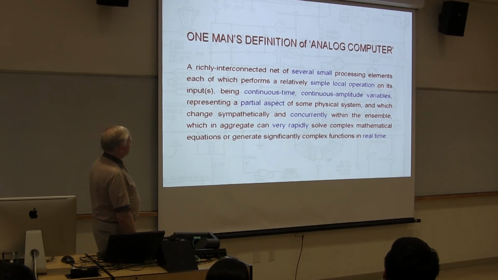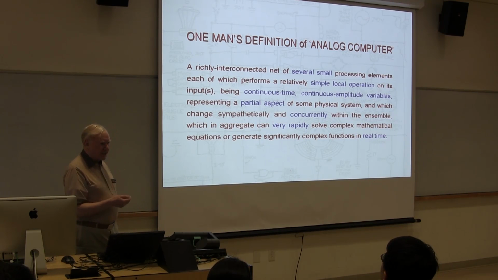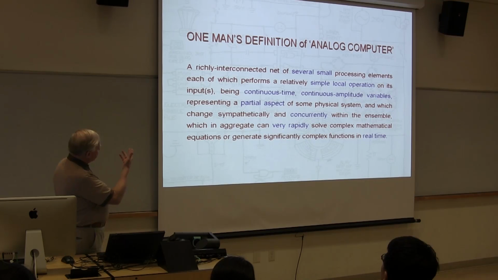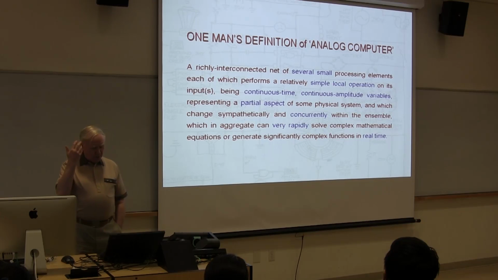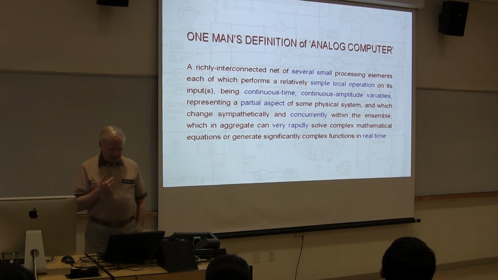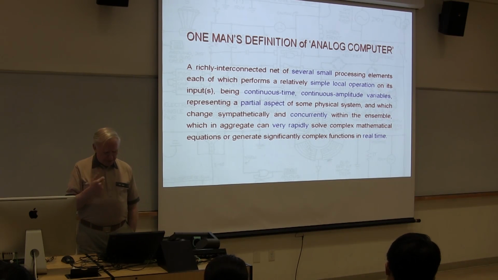This is my definition of an analog computer. You can read it, and of course you can later look at this thing if you want, because I guess it's being taped. But I think these are the essences or the ingredients of what we mean by analog computing. Continuous time, continuous amplitude, most importantly, concurrency, and that's very much like how we work in our head. Everything is happening at once.